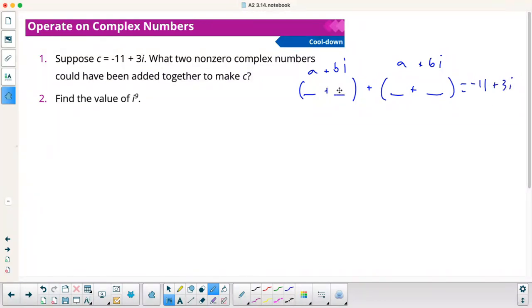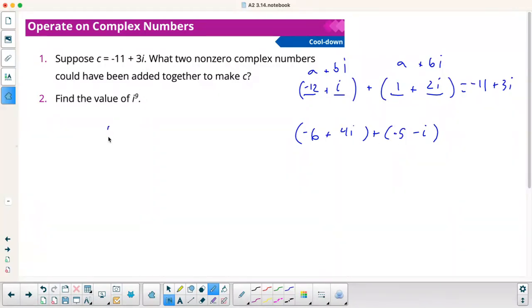So really any numbers that add up to -11. So like maybe I had -12 plus 1. Those two added up will give me the -11. Maybe this was 1i plus 2i. Add those together, we get the 3i. Okay, a bunch of different answers here. You could have, I don't know, let's say -6 plus -5. Let's say 4i, -1i. That'll work as well because -6 minus 5 is -11. 4i plus -i is 3i.